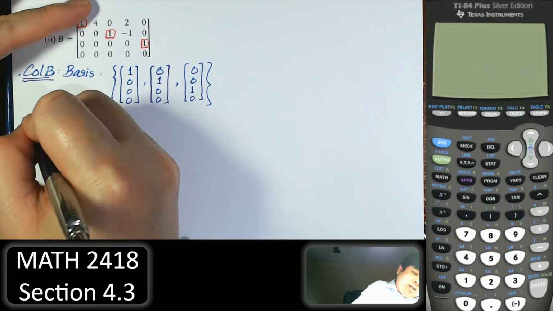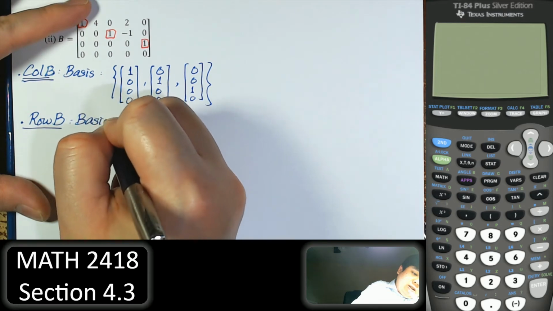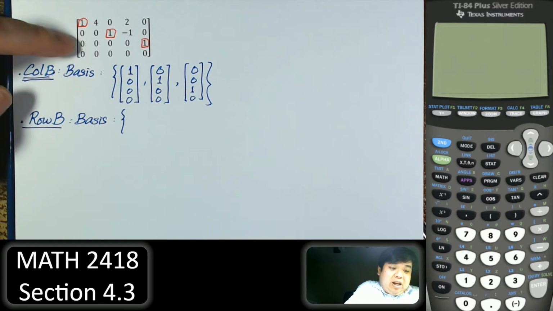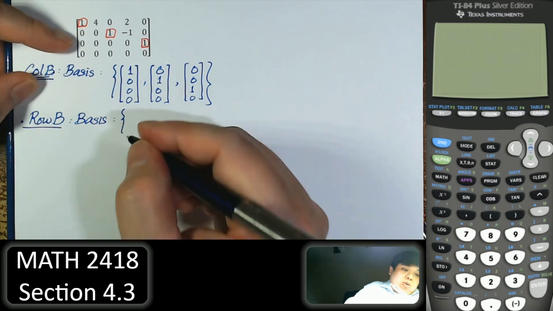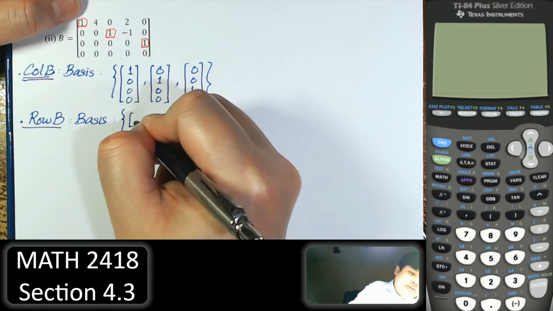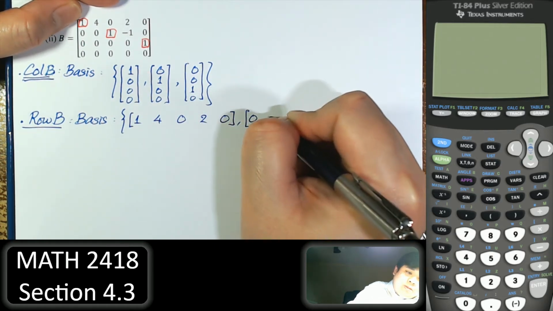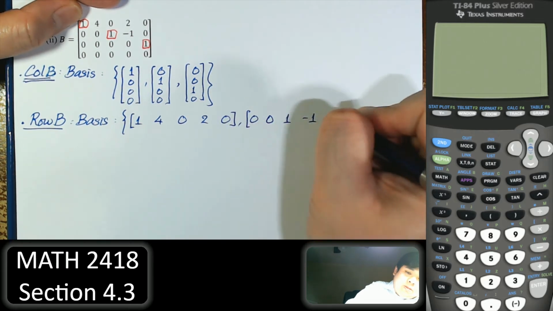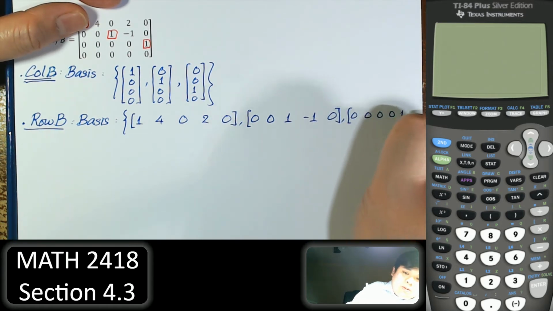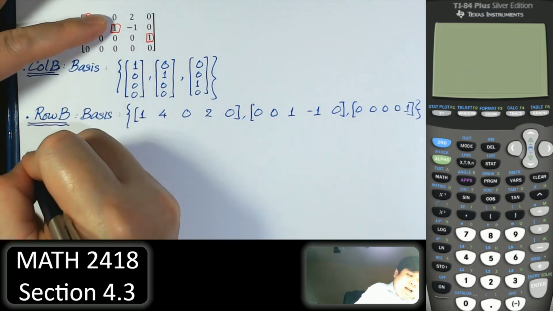The row space of B, the basis is going to be in this form because it is already in reduced row echelon form, and so we're just going to write the rows that are non-zero. That's the row space of B, and now the null space.